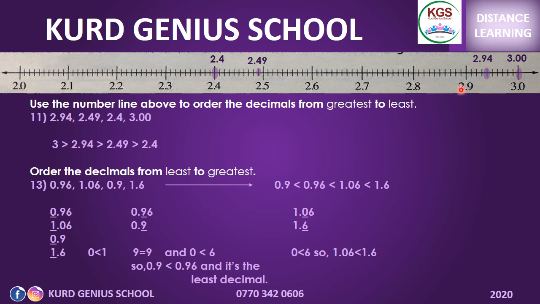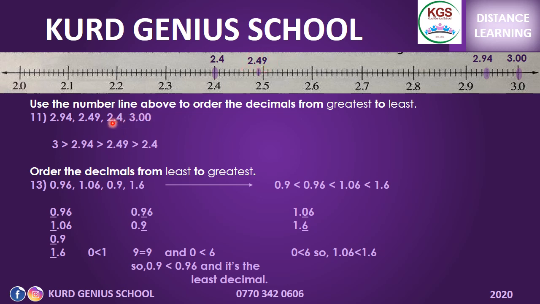So this is 2 and 9 tenths. If we divide this into smaller parts, then this becomes 2 and 91 hundredths, 2 and 92 hundredths, 2 and 93 hundredths, 2 and 94 hundredths. This is 2 and 94 hundredths. Then we have 2 and 49 hundredths. This is 2 and 4 tenths. This is 2 and 5 tenths. So 41, 42, 43. This is 2 and 49 hundredths.